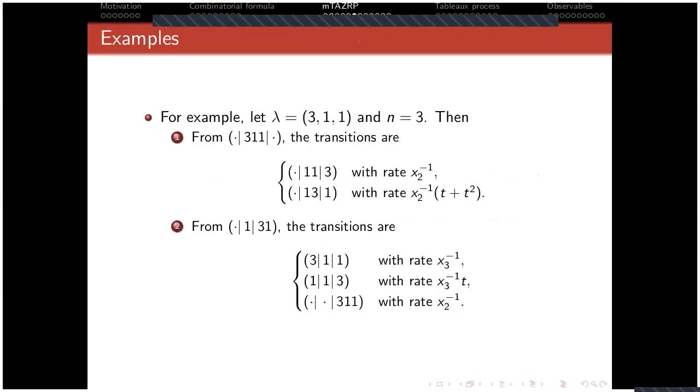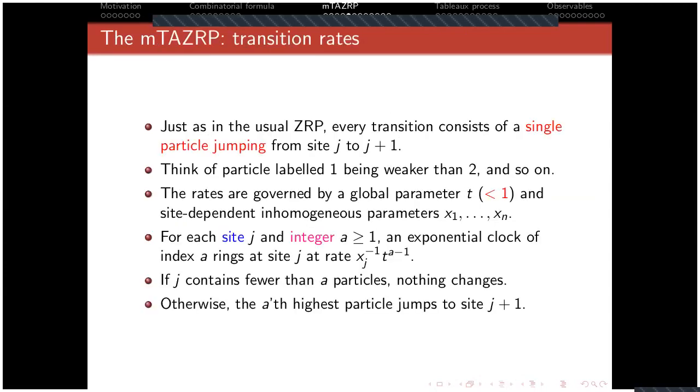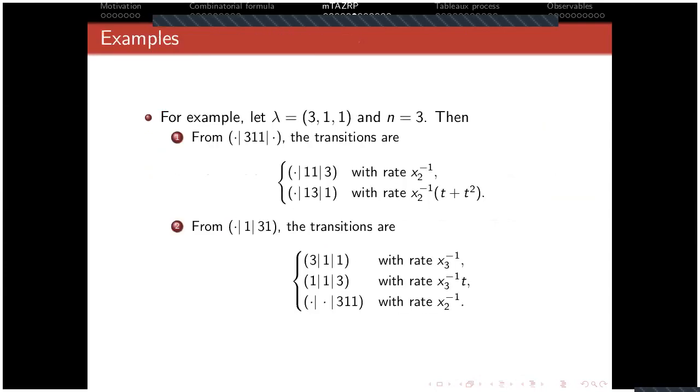So lambda is 3, 1, 1. Let's say we have 3 sites, and we start with this configuration: empty, 3, 1, 1, empty. All the rates are going to be proportional to xj inverse, so in this case x2 inverse will come. The highest particle is 3, so 3 will jump to the right with rate x2 inverse t to the 0, because it's t to the a minus 1, where a is the rank from the highest.